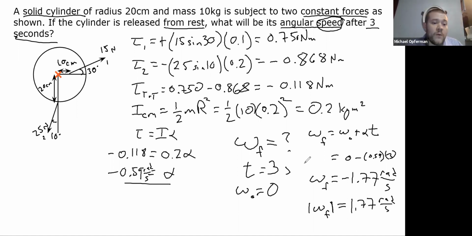So here's a problem where we had to calculate torques, we had to calculate moment of inertia, we had to do a rotational kinematic equation problem, we had to apply tau equals I alpha, and all of the skills we've been building up over the last period of time. So this is kind of like the final culmination of this rotational motion section. But if you can understand a problem like this, you can understand most everything that we've seen so far.